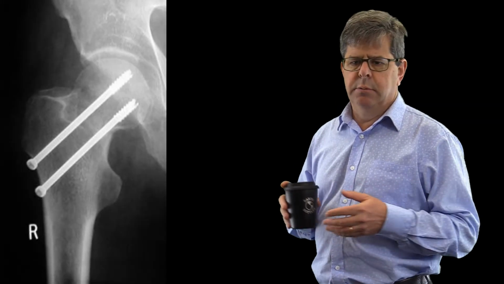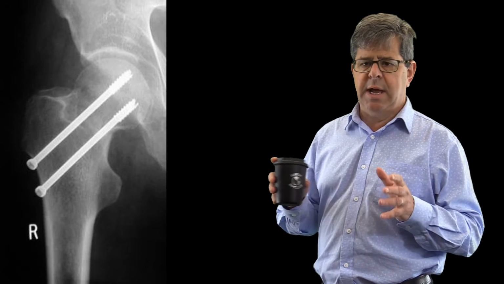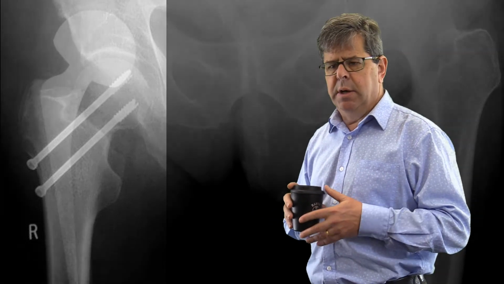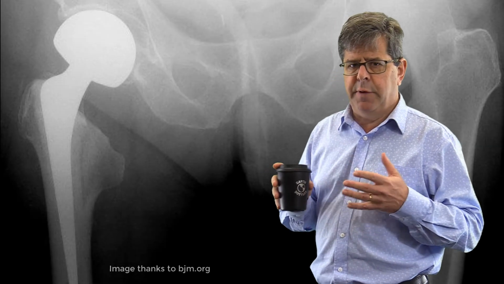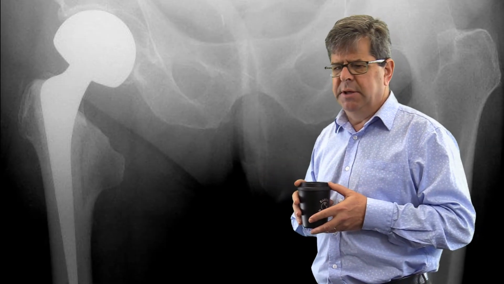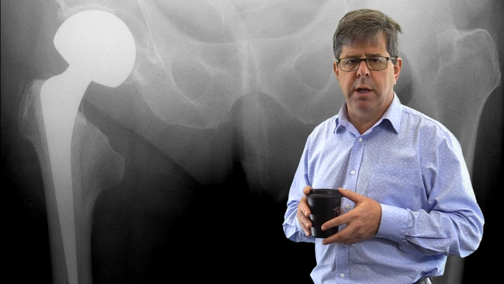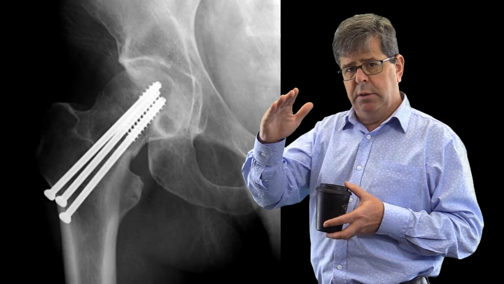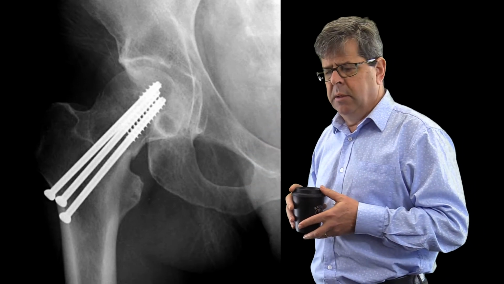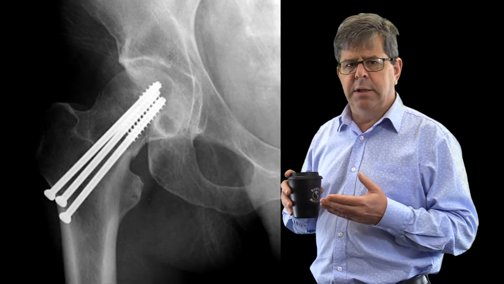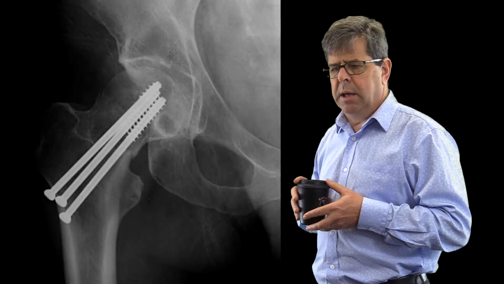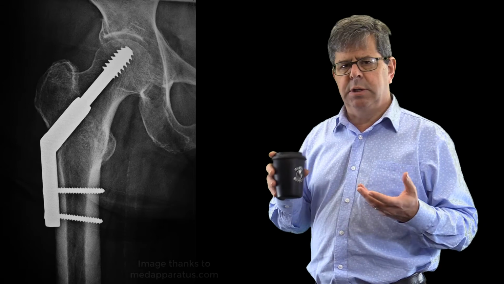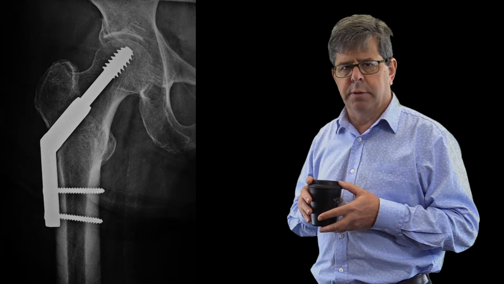As a general statement, grades 1 and 2 are pretty stable and can be treated with internal fixation, and that preserves the head. Grades 3 and 4, by definition, are far more unstable, and these generally require a hemi or a total arthroplasty, especially in the older population. The transcervical, if they're displaced, then they'll often get cannulated screw fixation, and the basicervical, right at the base of the neck, you'll sometimes see them use sliding hip screws for those.